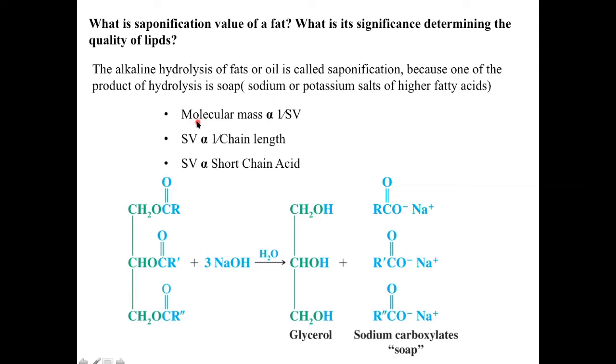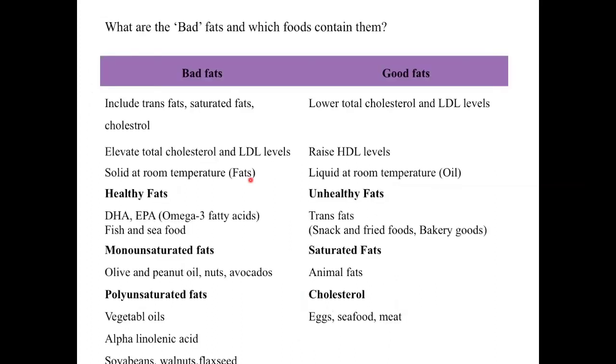Saponification value is inversely proportional to the molecular mass, or simply, saponification value is inversely proportional to chain length. After experimenting a lot, we found that saponification value is inversely proportional to chain length, and similarly, it is directly proportional to short chain length. The higher the length of the carbon chain, the lower the saponification value. So that means it will be based on the molecular mass.